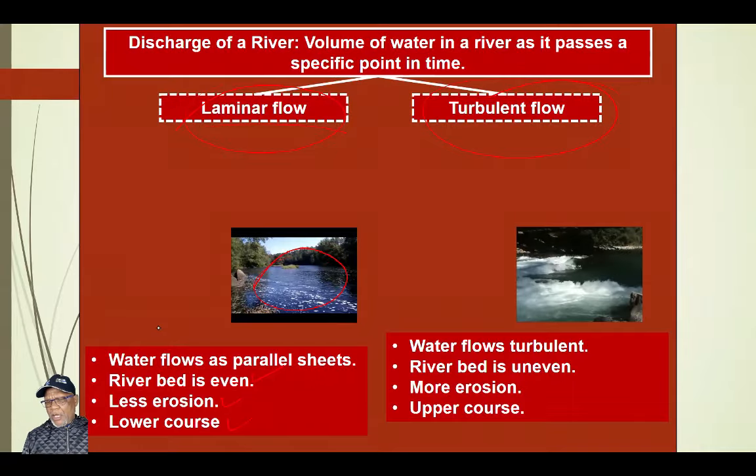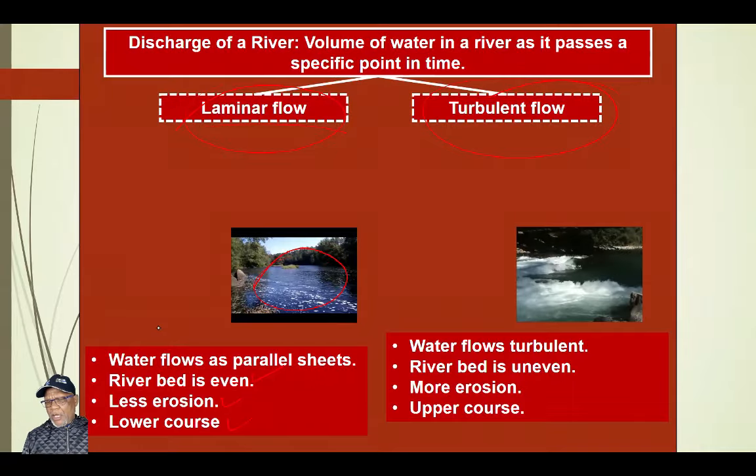And then here, in turbulent flow, water flows turbulently and the riverbed is uneven. What do we mean it's uneven? There are waterfalls, there are rapids, there is more erosion, and this process is more likely to take place in the upper course. But here, there is more balance between erosion and deposition. Here, we have dominant erosion as a process.